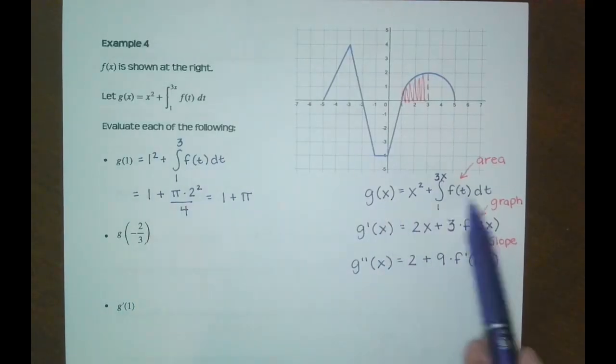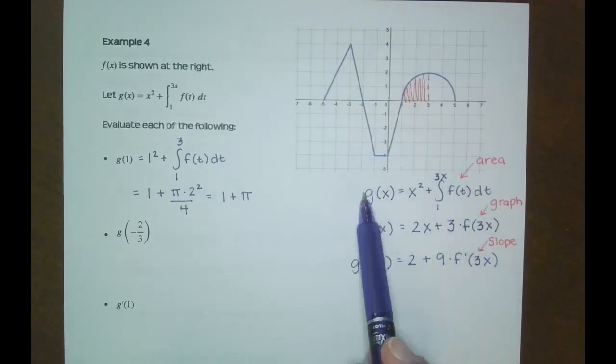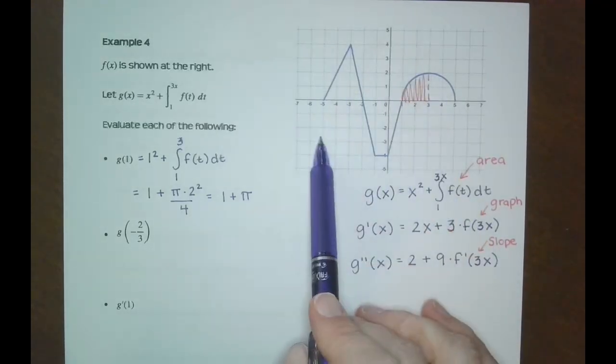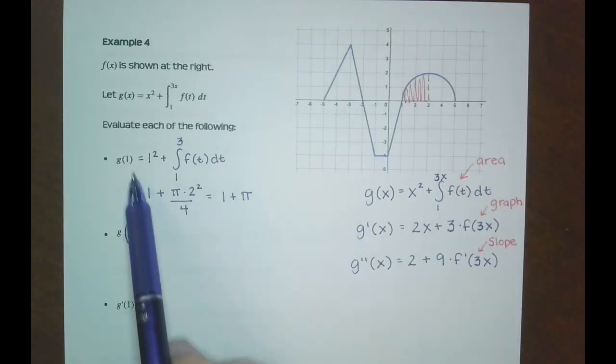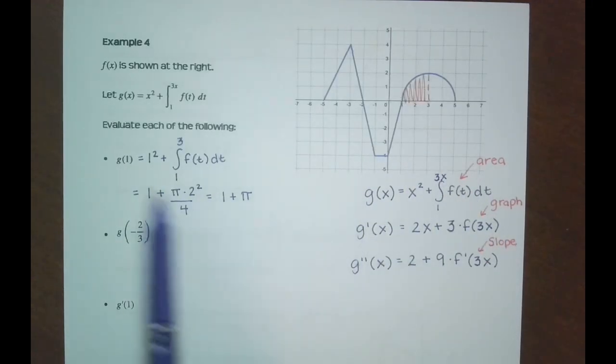So this g of x function, I could graph this thing separately. It doesn't look anything like this. This is the f of x function. But this would be the value of that g of x function at 1.